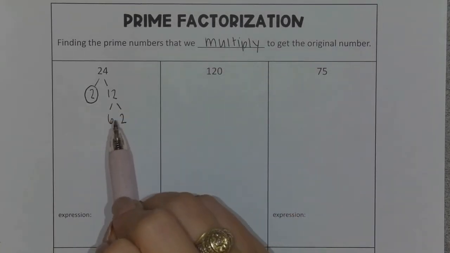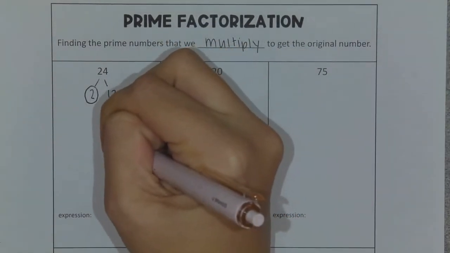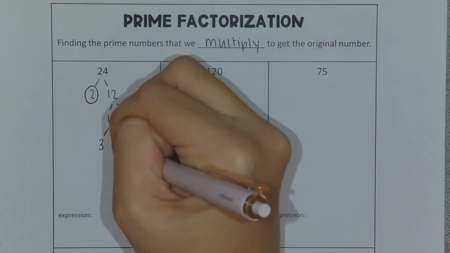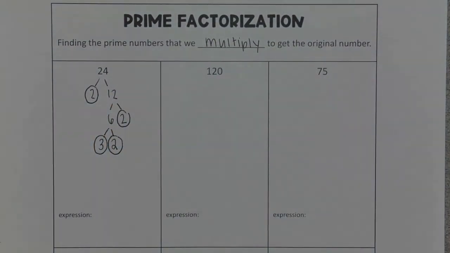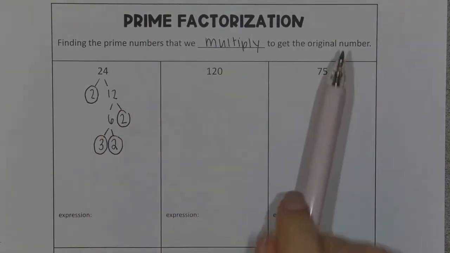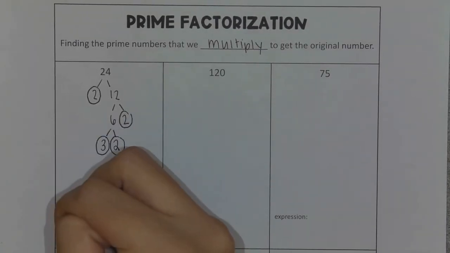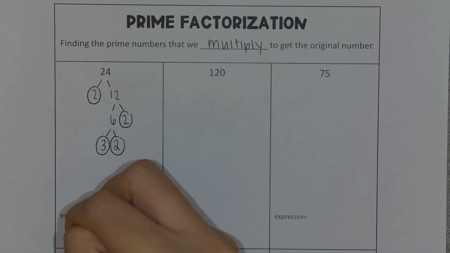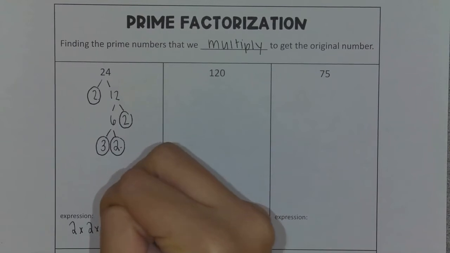So if I break down the number 12 into 6 and 2, 2 is a prime number, but I can keep breaking down 6. I can break down 6 into the numbers 3 and 2. 3 is a prime number and 2 is a prime number. So I have broken down all of my factors until nothing but prime numbers are left. So when I write the prime factorization expression, again, I have all the prime numbers that I'm multiplying together to get the original number. So we start with the smallest factor. So I have 2 times 2 times 2, and then last but not least, times 3.